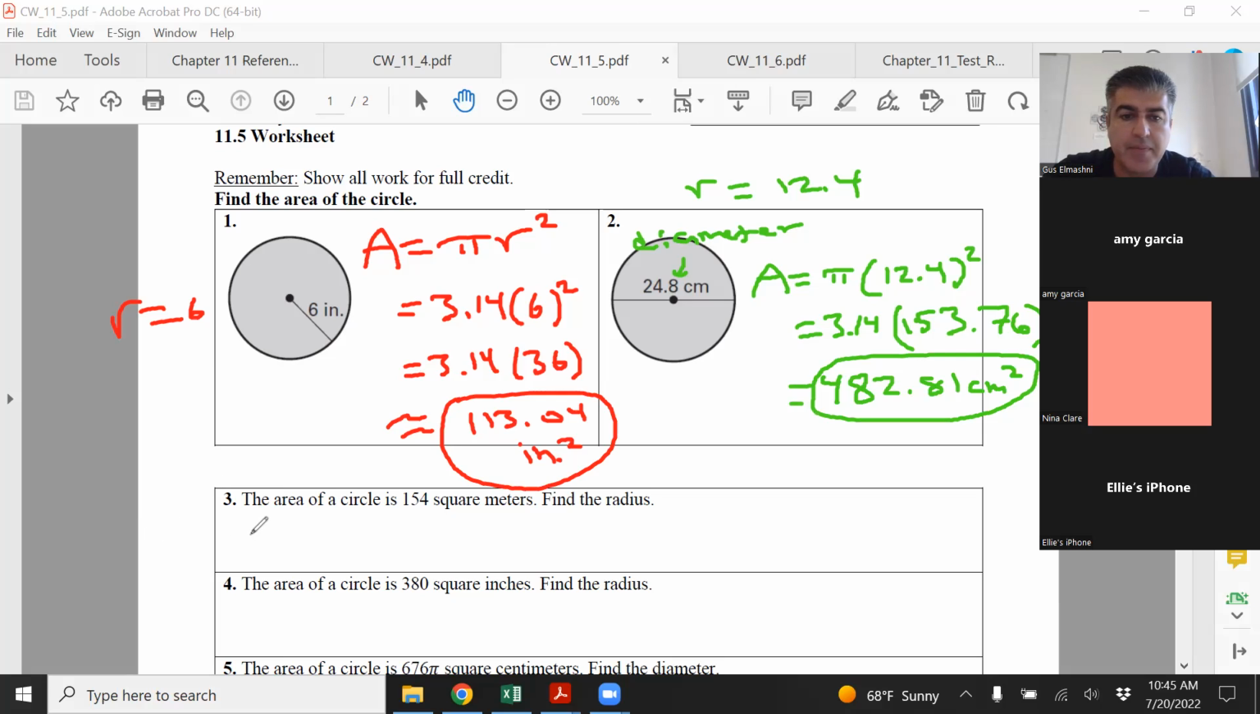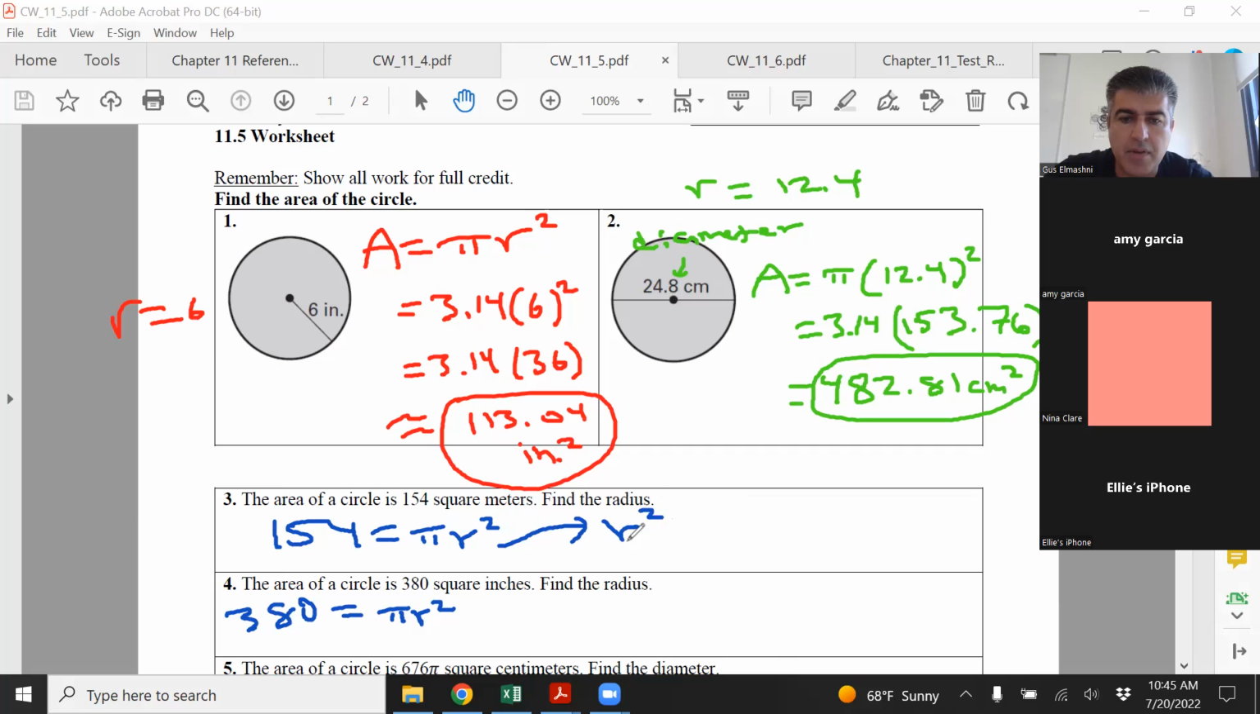Let's take a look at number 3. If the area is 154, you want to solve for the radius. And likewise for number 4, it's repetitive, 380 equals pi r squared. But first, let's do number 3.